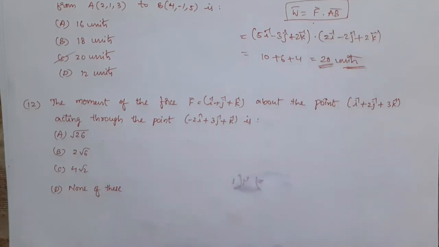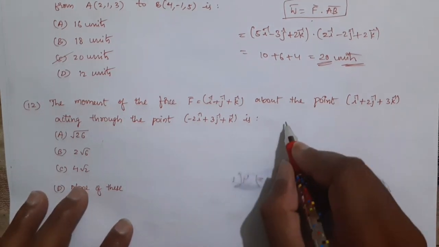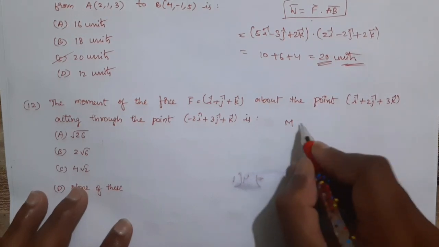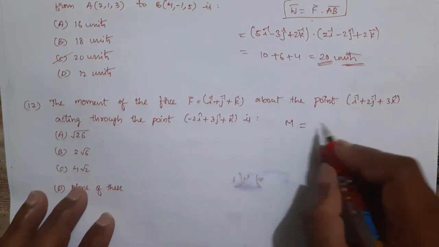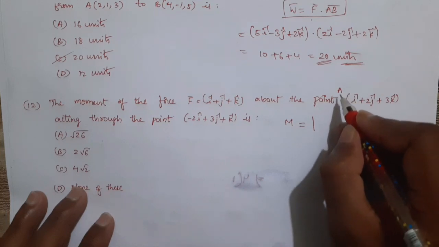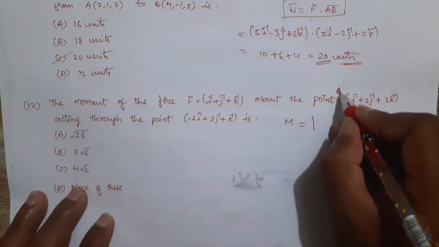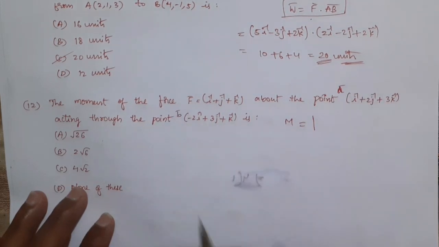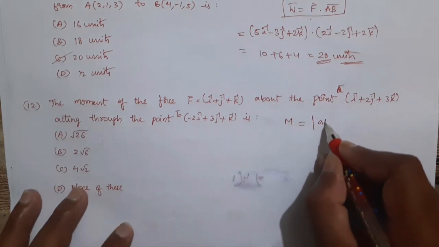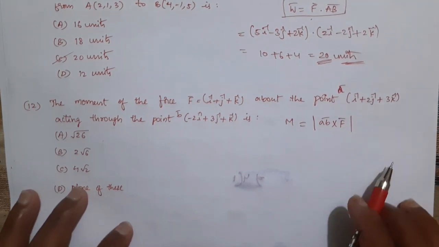In work done, W bar is equal to F bar dot AB bar, but here the moment formula is different. Moment of the force, we will represent with capital M also, otherwise you directly write moment is equal to the magnitude of, for example, if you consider this as some A bar, and then this one you consider as some B bar, then this will become AB bar, and then cross F bar. So this is the formula.